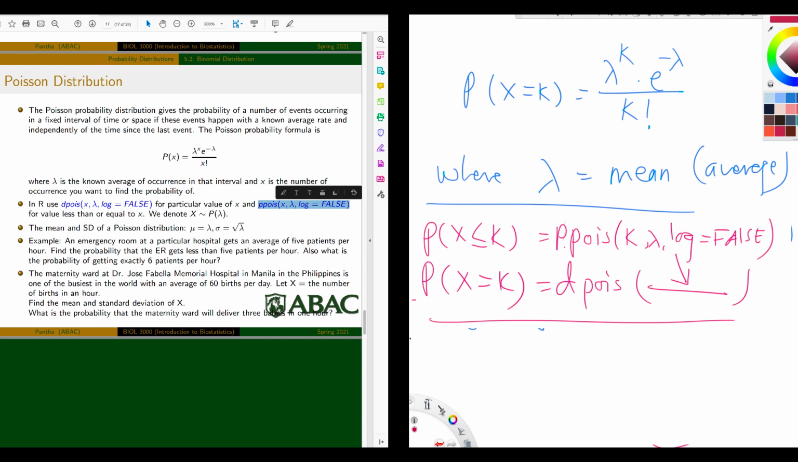An emergency room at a particular hospital gets an average of 5 patients per hour. What is lambda? Lambda equals 5. That is the average. Find the probability that the ER gets less than 5 patients per hour. Probability of X less than 5. By the way, one thing you should be careful about: less than 5 is less or equals to 4, because if you are using R, it needs less or equals to.